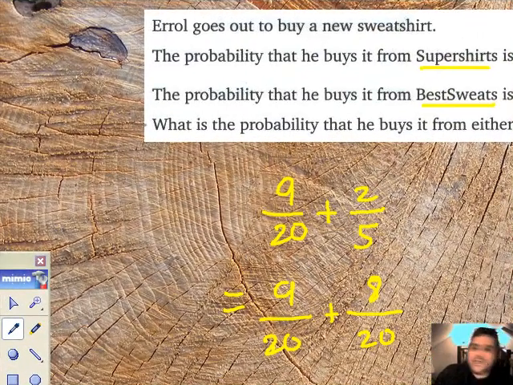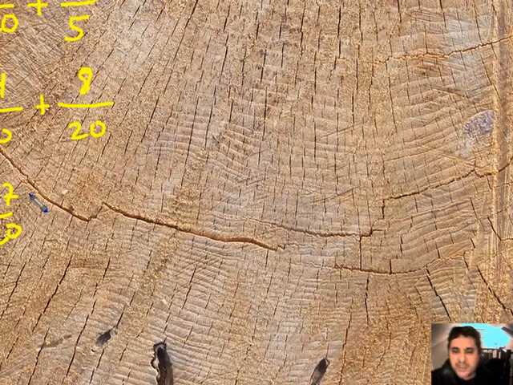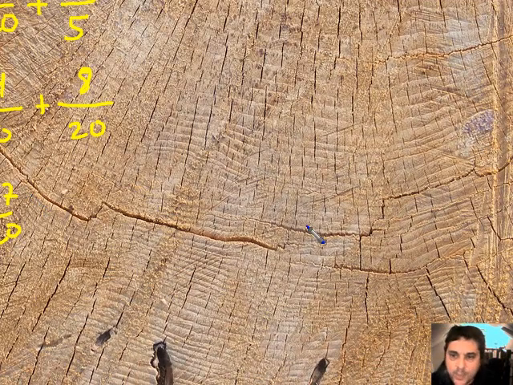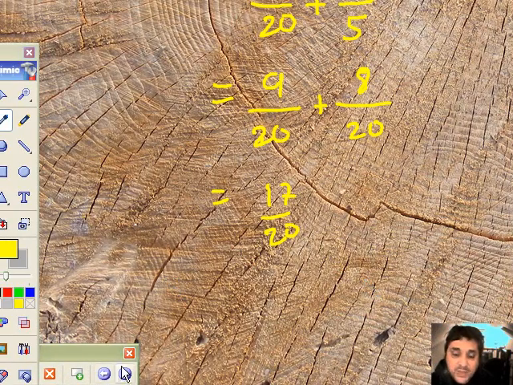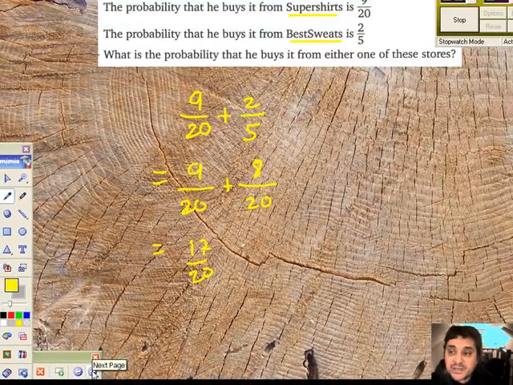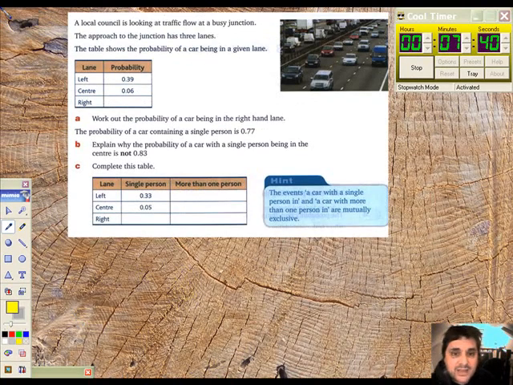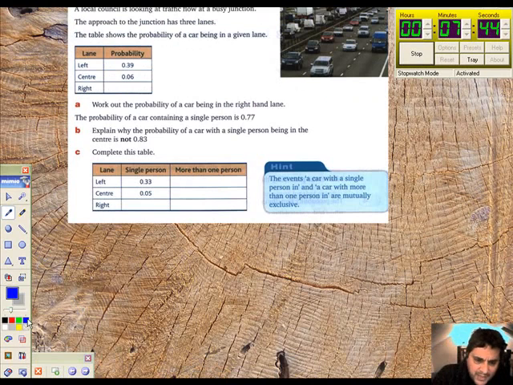No need to convert it into decimals because we're giving it in fractions, so let's take the hint and stay with it. So what's the probability that he buys it from either one of these stores? Answer 17 out of 20. It's a very likely chance, isn't it? This really is the last question. Let's go dark blue on that.